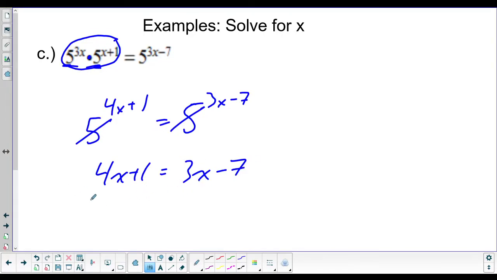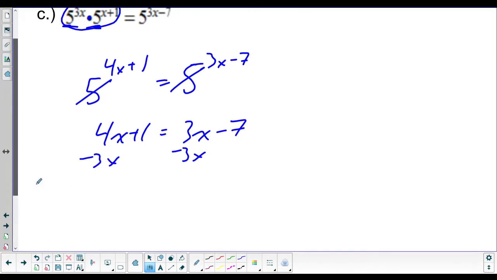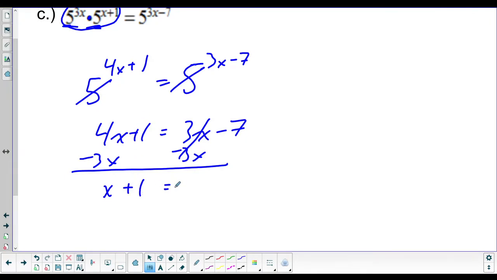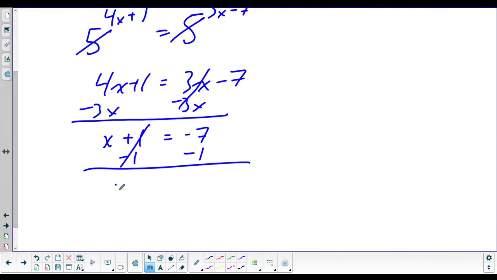So we'll move the 3x over by subtracting 3x. So these cancel. 4x minus 3x is just x. Bring down our plus 1 equals negative 7. Add the 1 over, or pardon, subtract the 1 over. Inverses, Mr. Barton. x equals negative 7 minus 1, which is negative 8. So x equals negative 8.